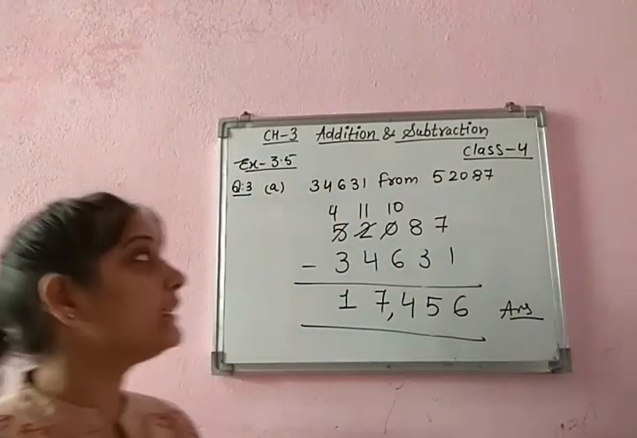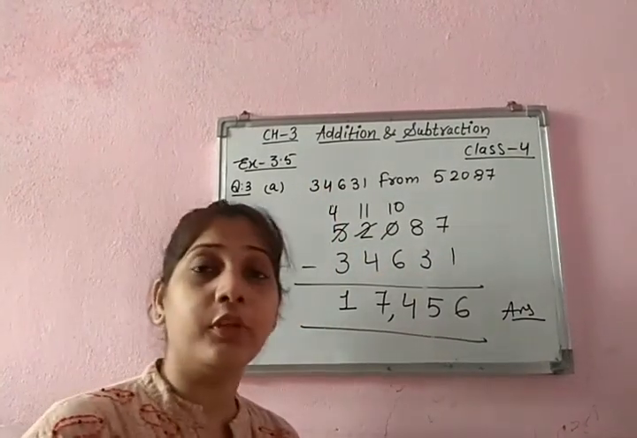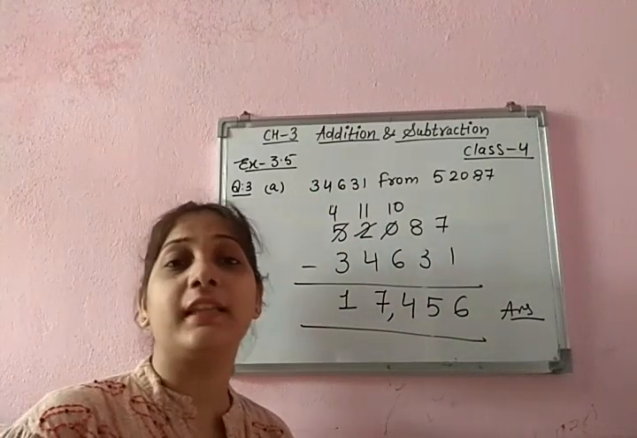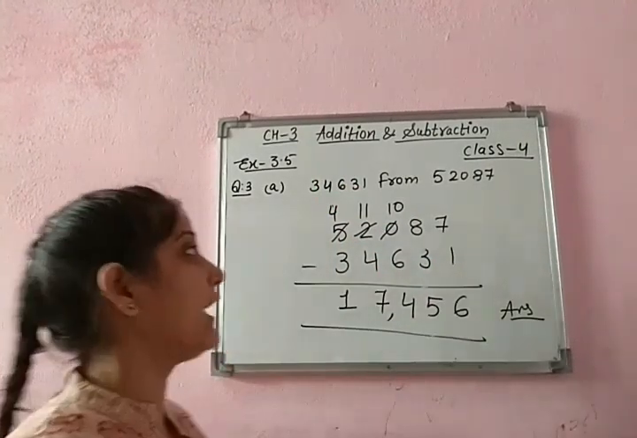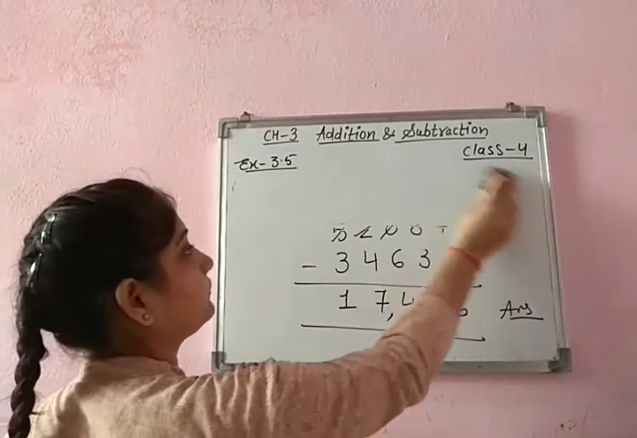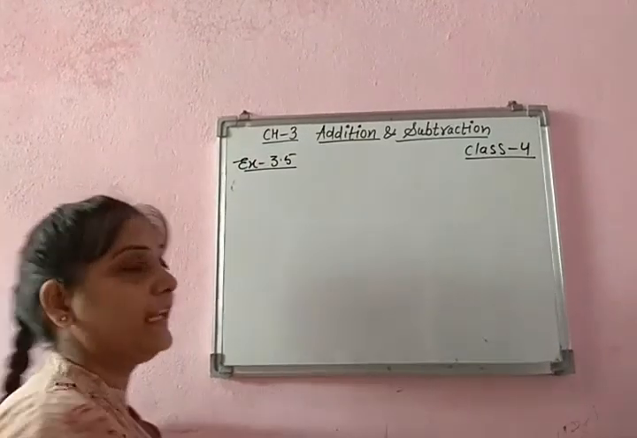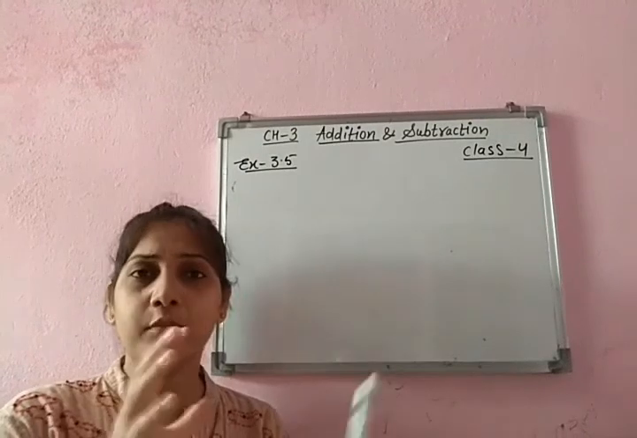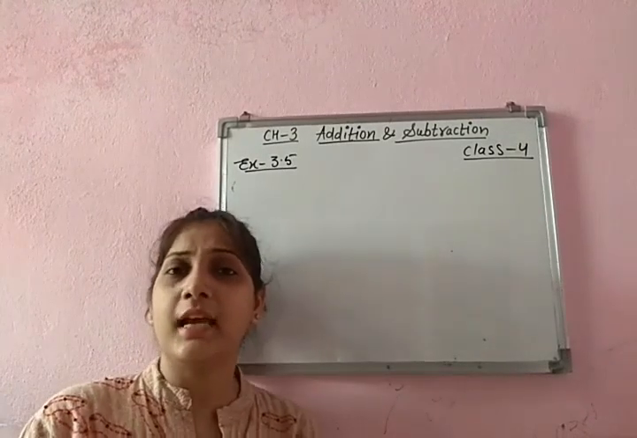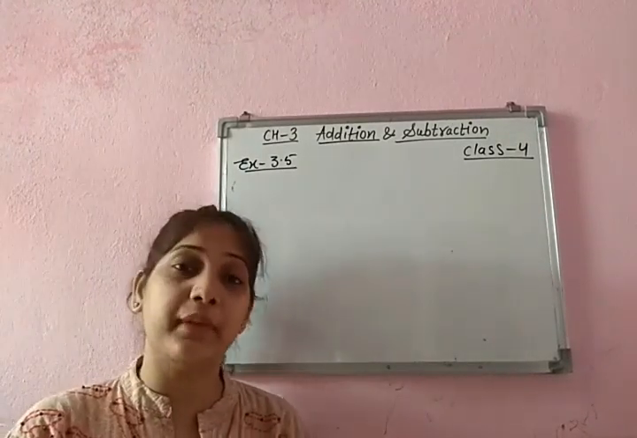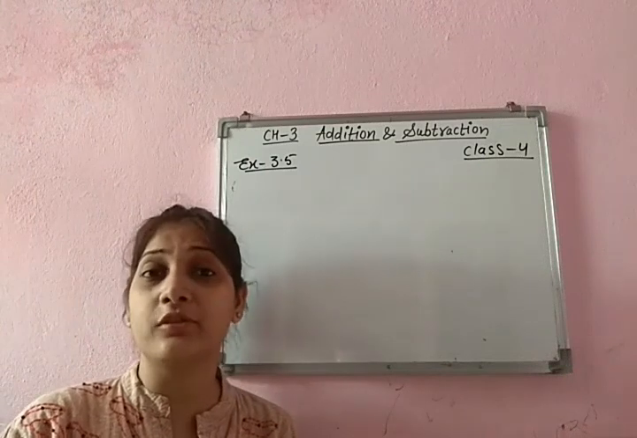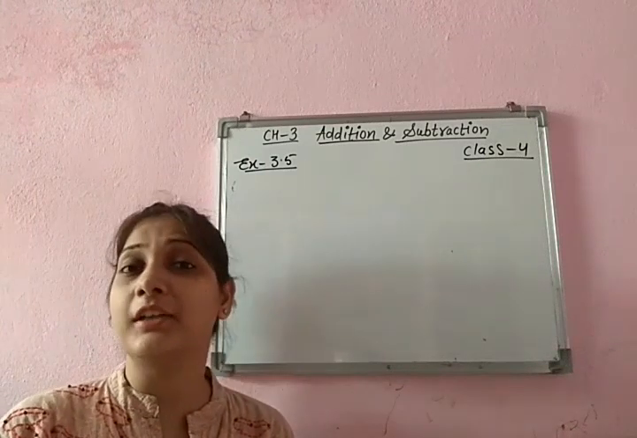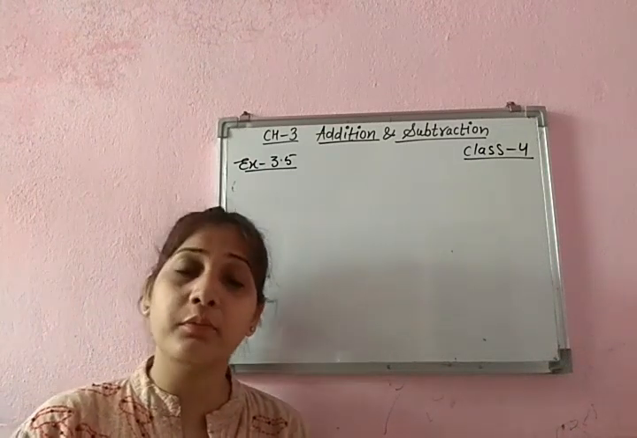Now along with this there is question number 4, which is about filling in the boxes. Let's see that also. Like in addition, we have learned how to fill the boxes. Some blocks are empty and we have to fill those missing places. Similarly, in subtraction also we can do that. So I am taking one question from your book only.